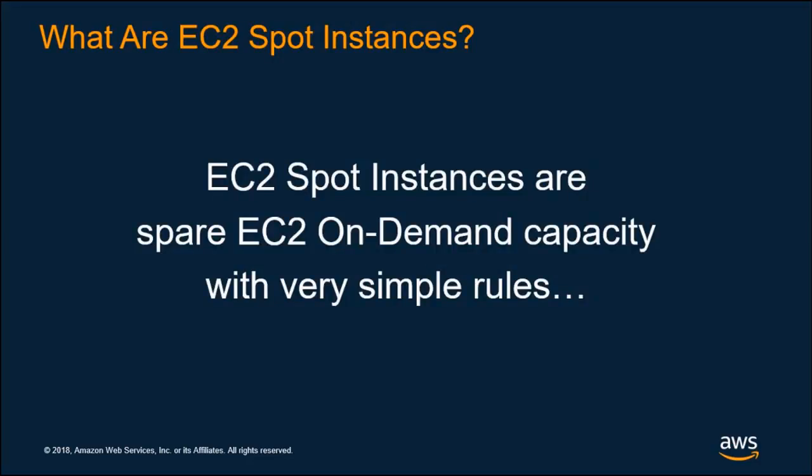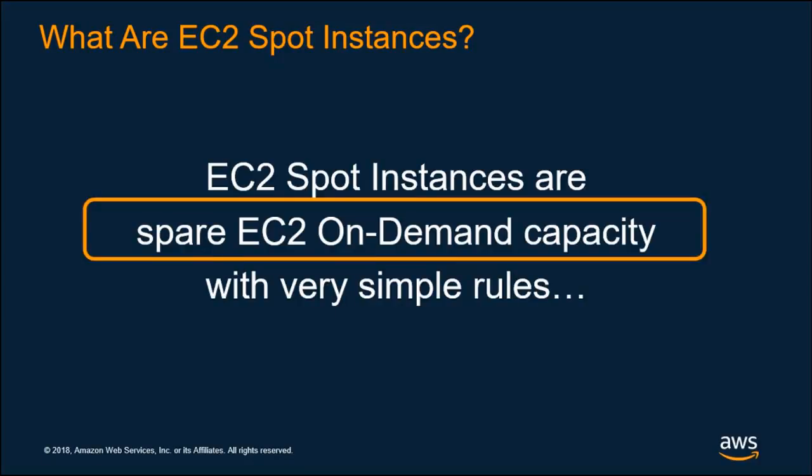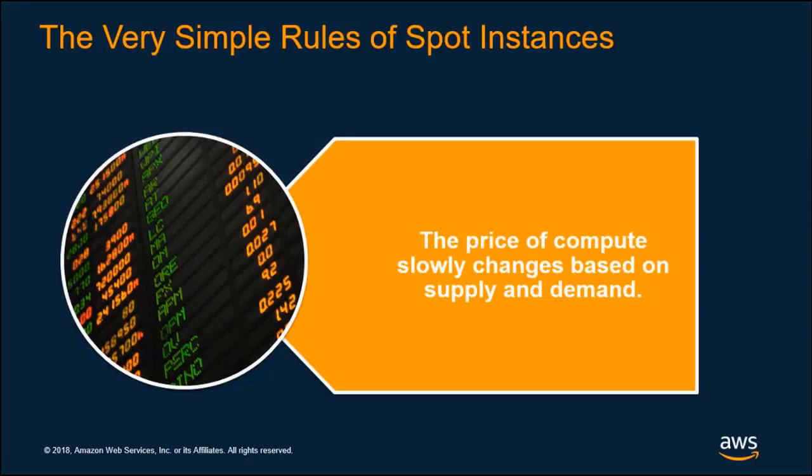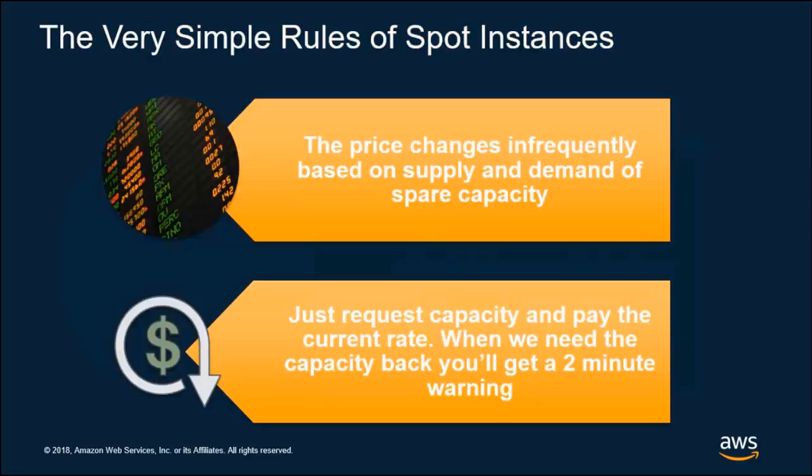So as I said, Spot instances are spare on-demand capacity. And there's a couple of simple rules in how you can access and use that capacity. So first and foremost, the price of compute changes slowly based on supply and demand. Supply is unused on-demand capacity, and then demand is obviously customers like yourselves that want to use Spot instances. The price changes infrequently based on supply and demand of spare capacity, but it's using a longer history. It's not looking at supply and demand right now. It's looking at the supply and demand of capacity over a longer period of time.